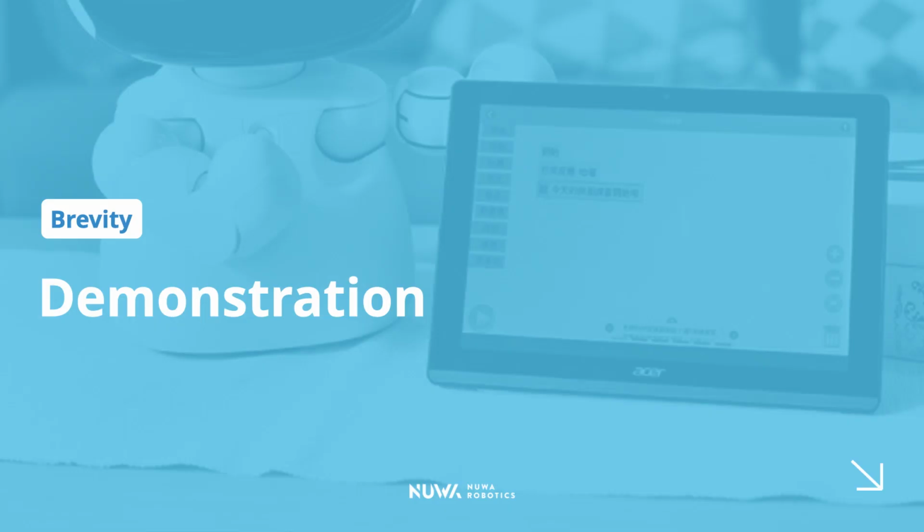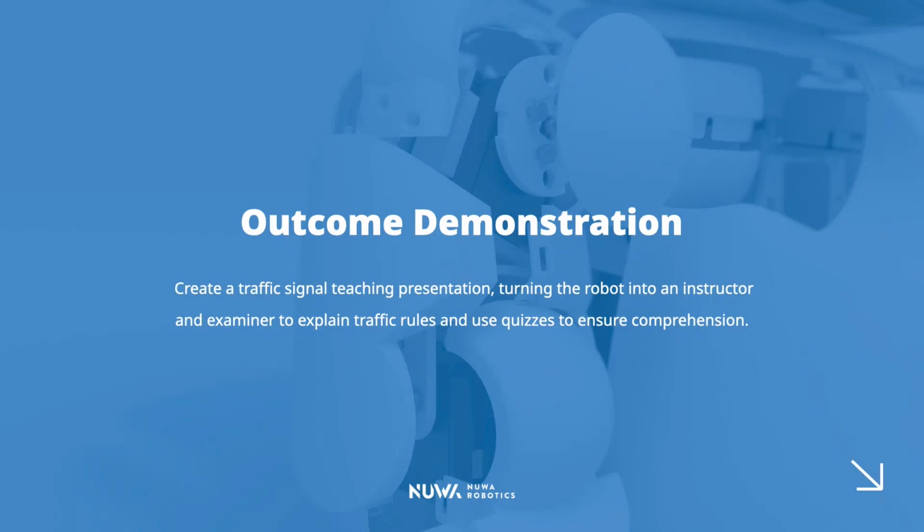Now that we have covered the basic concepts, let's put them into practice. Use Brevity to create a traffic signal teaching presentation where the robot becomes both the instructor and examiner, explaining traffic rules and using simulations to check student understanding. First, let's watch a demonstration video of the final outcome.